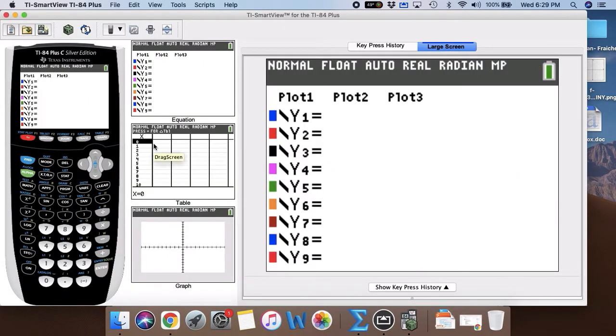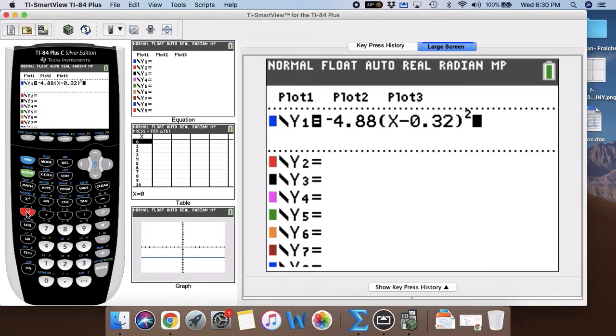Okay, so put this into your calculator. Negative 4.88, x minus your p-value, which was 0.32, so you're subtracting 0.32. Close your bracket. Don't forget the squared button. If it doesn't look like a parabola, it's because you missed that squared. Plus your 10.5, your highest height.